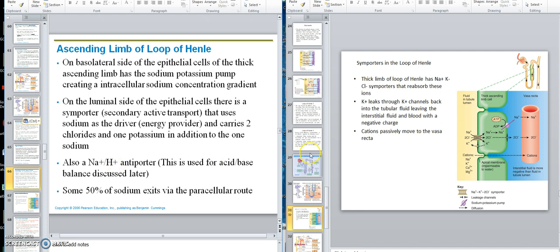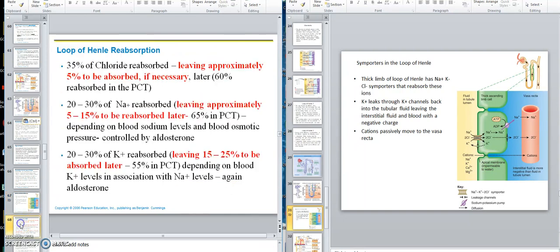The way an antiporter works is this. Sodium would go in one direction and H plus would go the other. See, this is a symporter because you go in the same direction. But an antiporter is opposite. And it depends on what you need. Some 50% of sodium goes between the cells. Okay, so we see that.